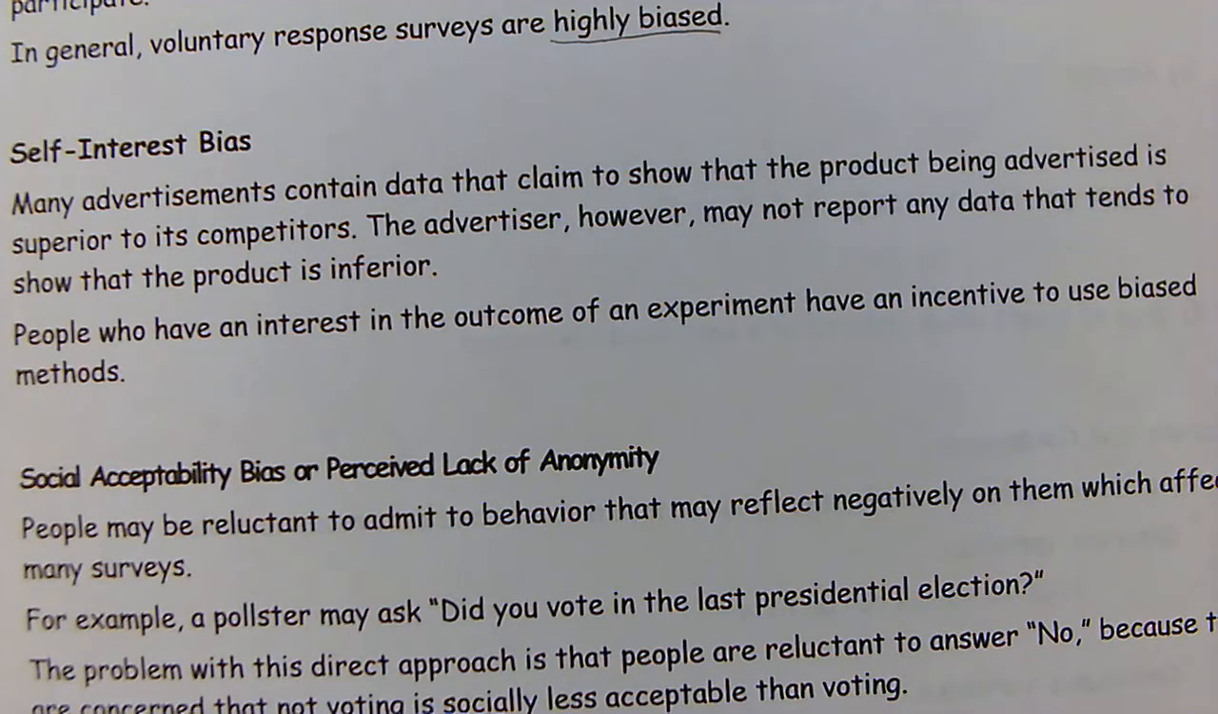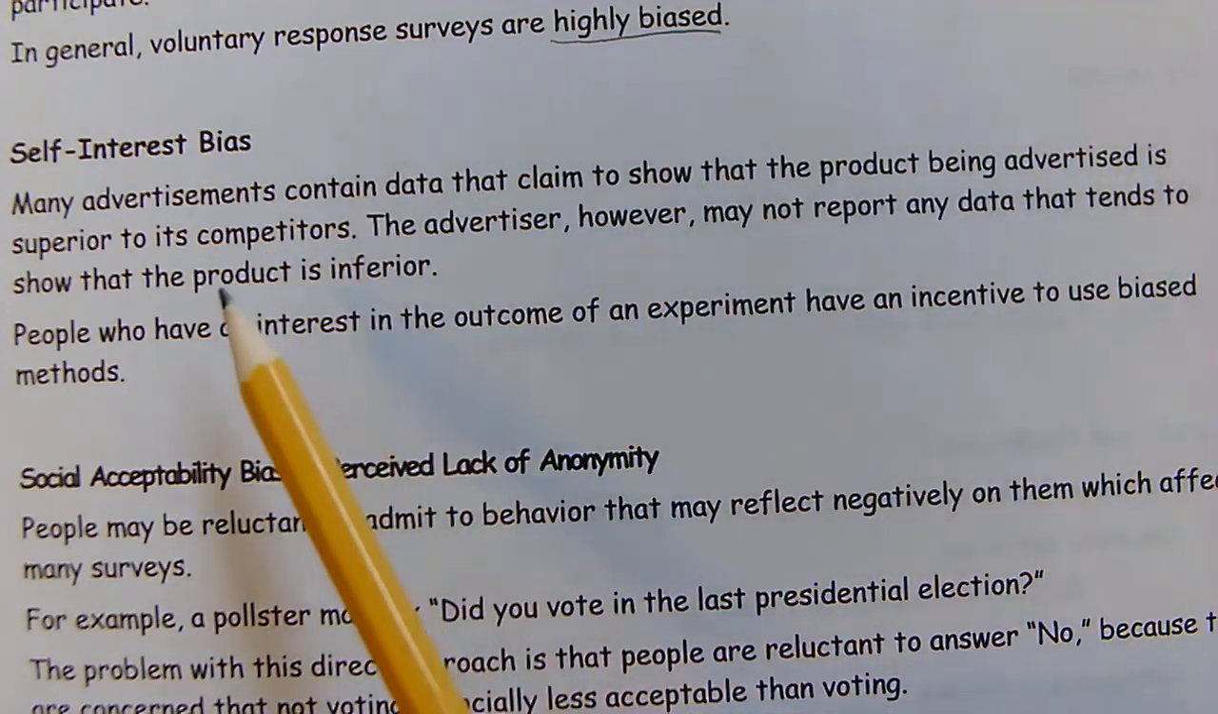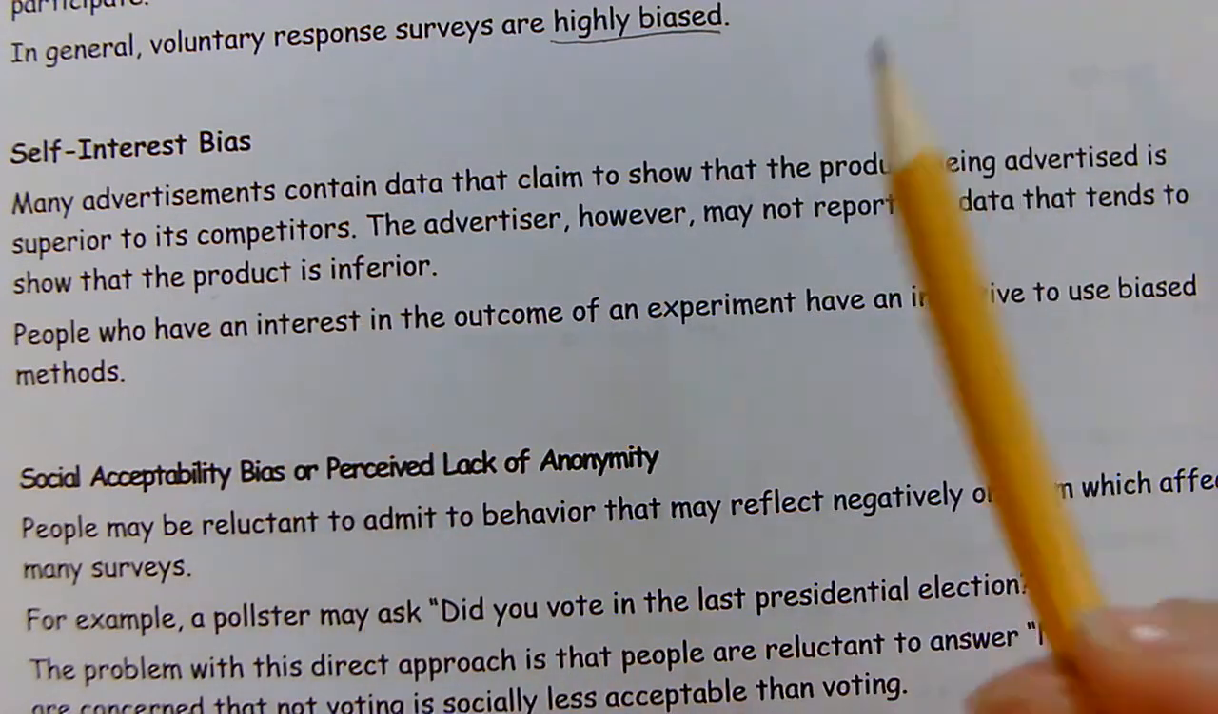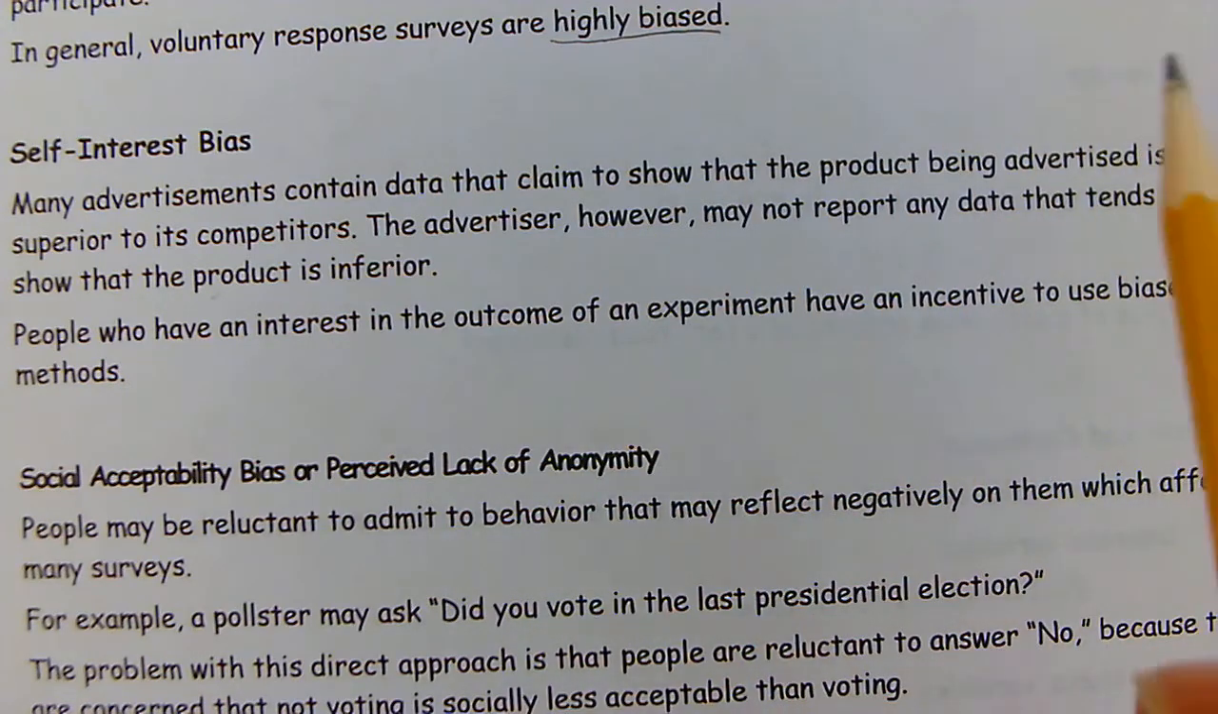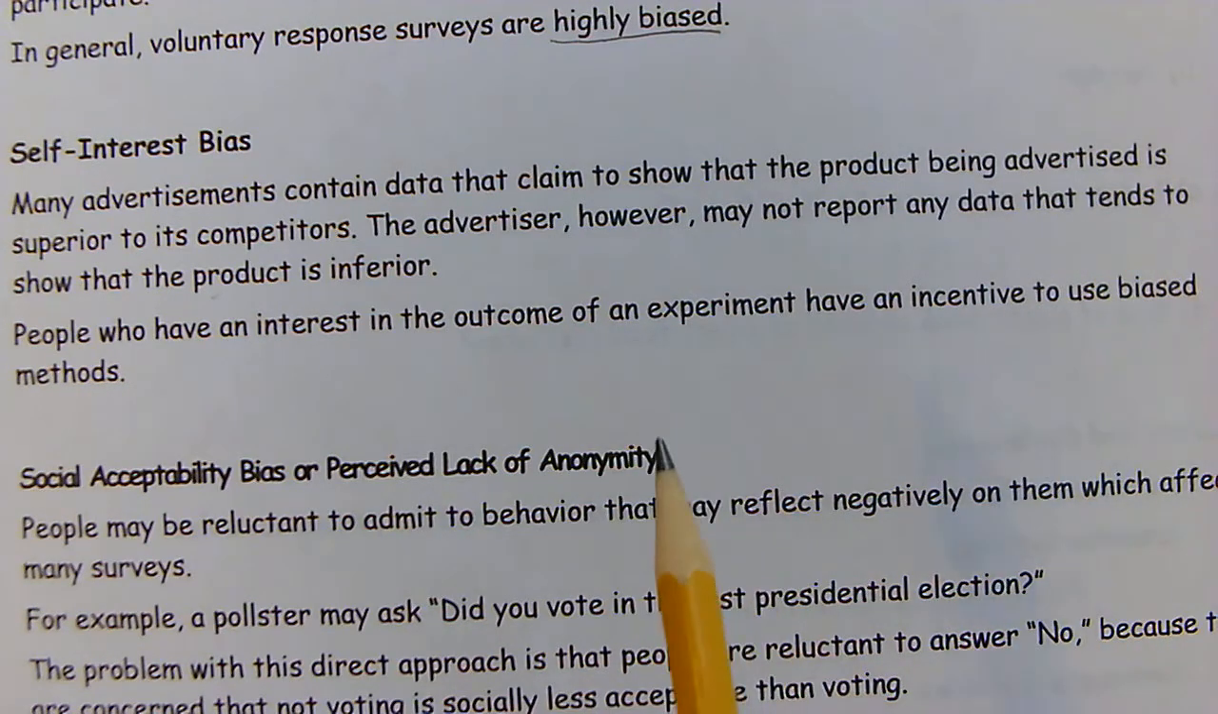Self-interest bias, think of advertising. Many advertisements contain data that claim to show the product being advertised is superior to its competitors. The advertiser, however, may not report any of the data that tends to show that the product is inferior. So they're going to be biased on the information that they give you because they have a self-interest in advertising their own product.